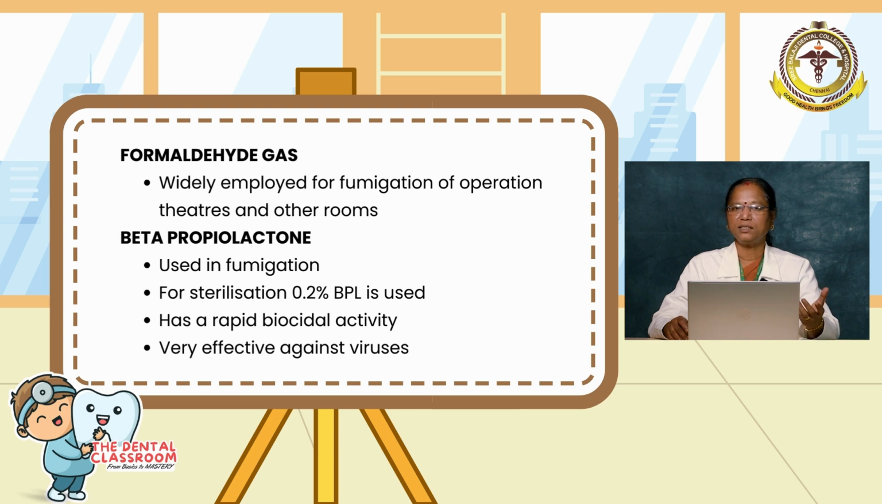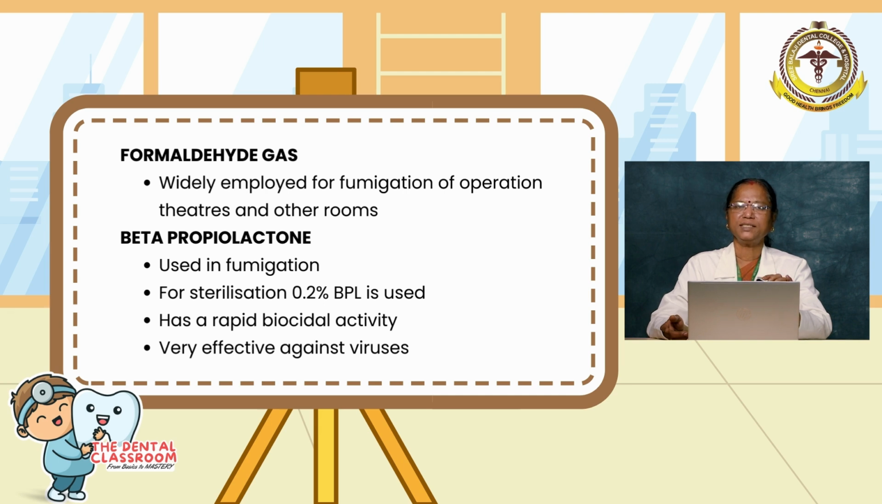After the chemical reaction, the gas formaldehyde is generated, and this gas is widely employed for fumigation of operation theatres and other rooms, sick wards, everything. So I want to mention here two terms, one is concurrent disinfection and one is terminal disinfection. So what is concurrent and what is terminal?